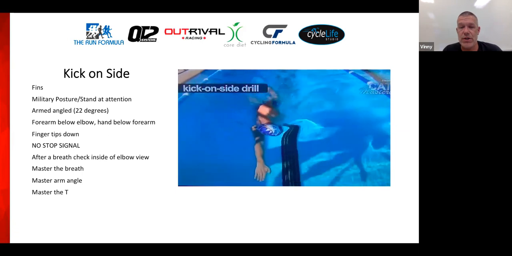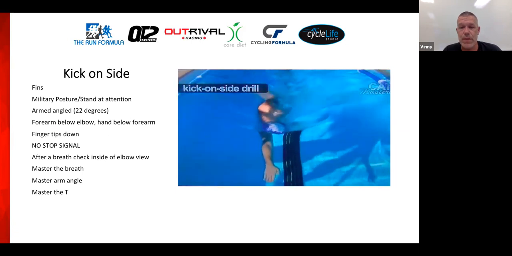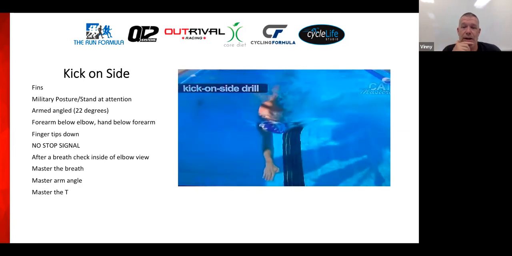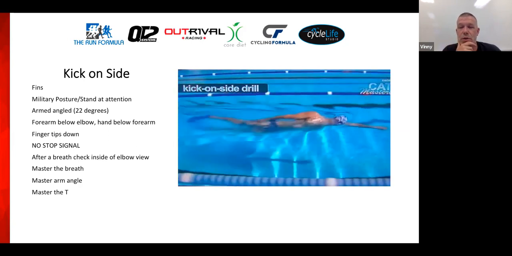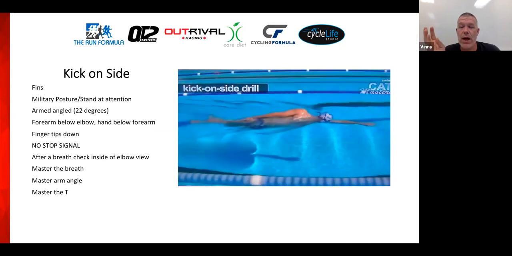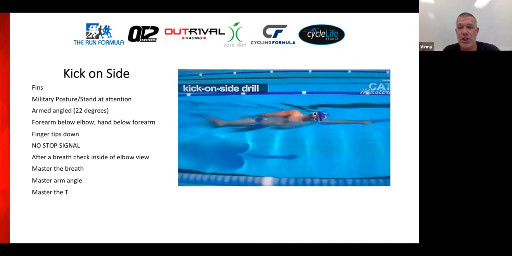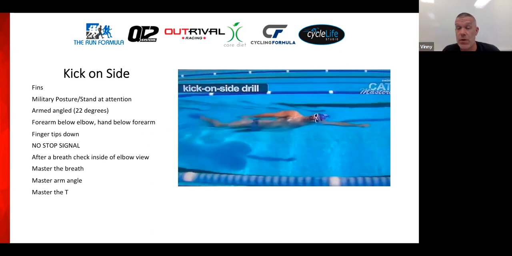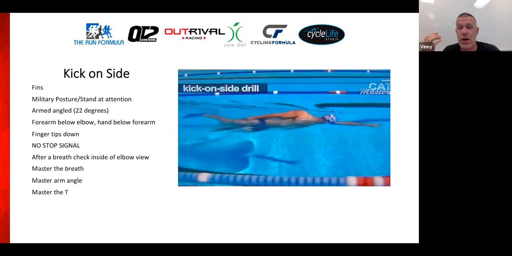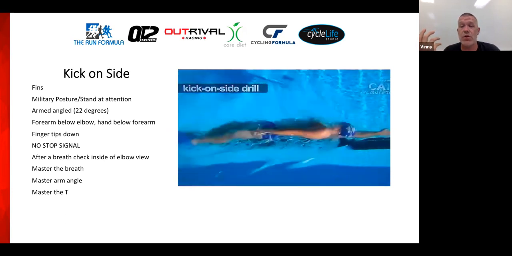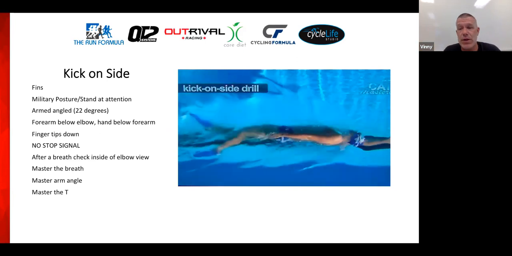Great drill just to practice breathing. And again, breathing on both sides is important because we can't control the conditions on race day. You might have a wind, you might have waves, you might have competition on one side of you. Every time you go to take a breath, the sun might be rising, the sun could be in your eyes, and you just can't breathe on the side that you normally breathe on. So you should have the ability to breathe on both sides.